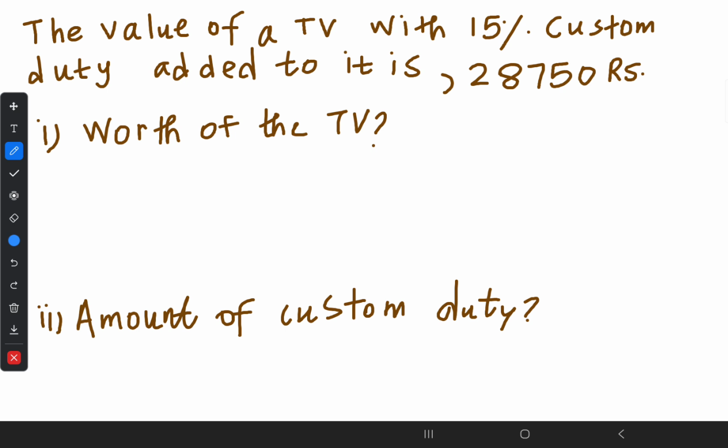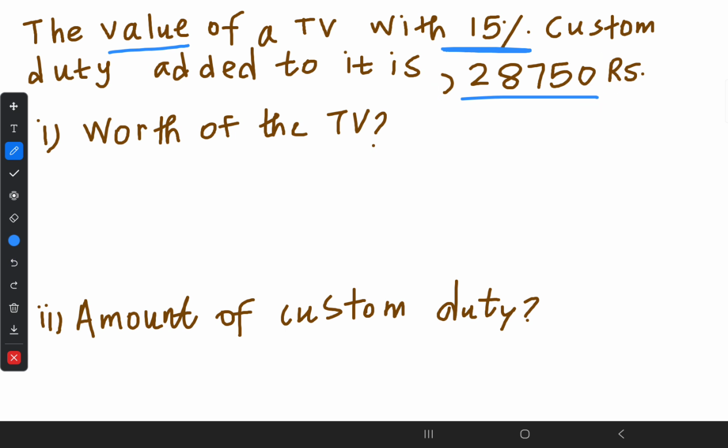Okay. The value of a TV with 15% custom duty added to it is 28,750. So try to understand this one carefully. Original worth we don't know. That's what we need to find. With inclusion of custom duty, the original price both together is 28,750. So you need to write that properly. When we think of the original price of the TV as X, with inclusion of 15 percentage, that will give you this one.